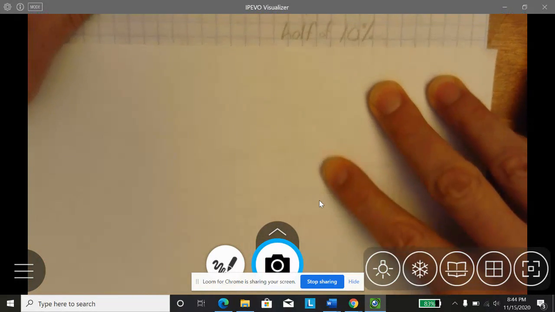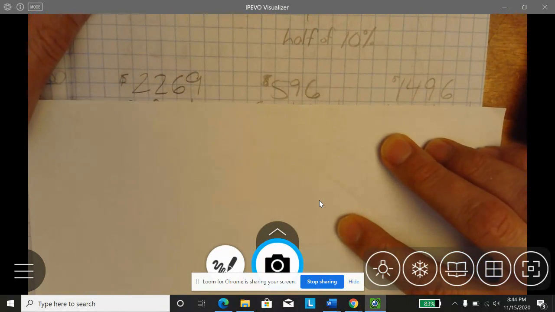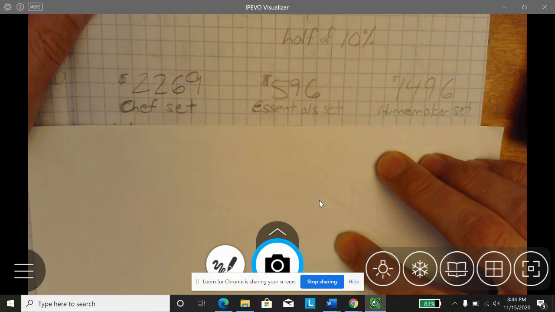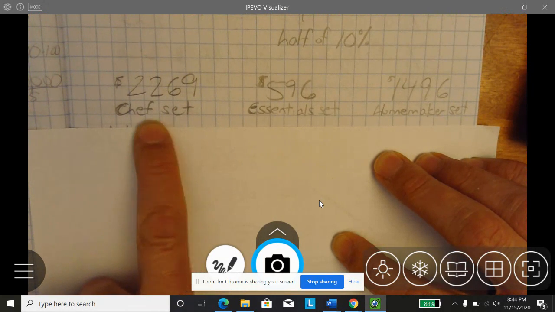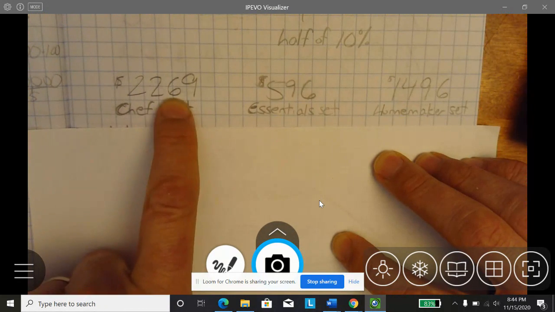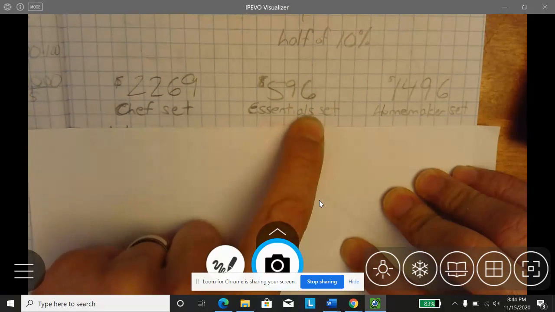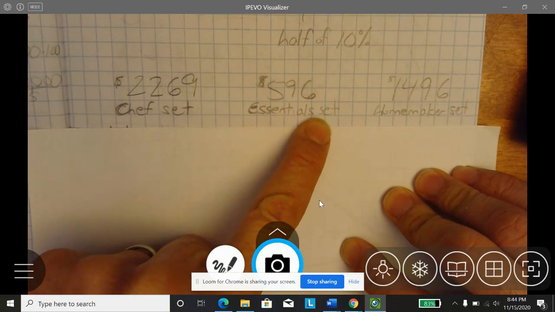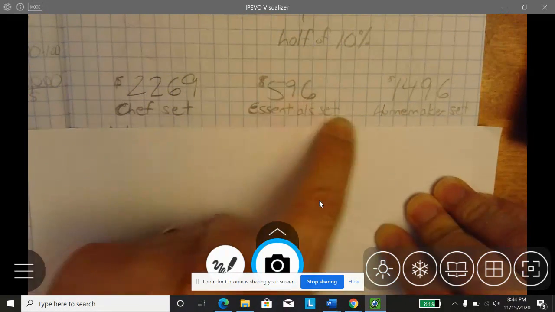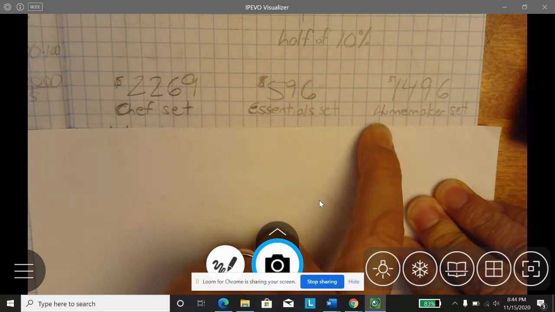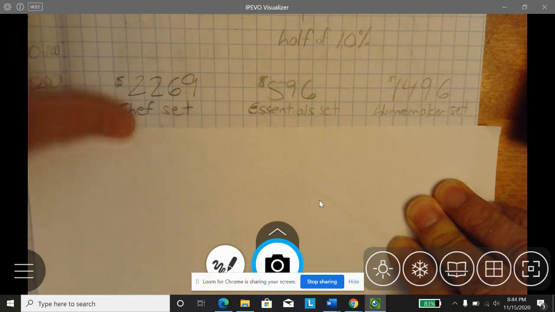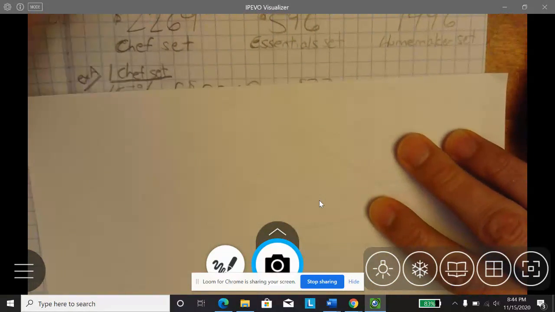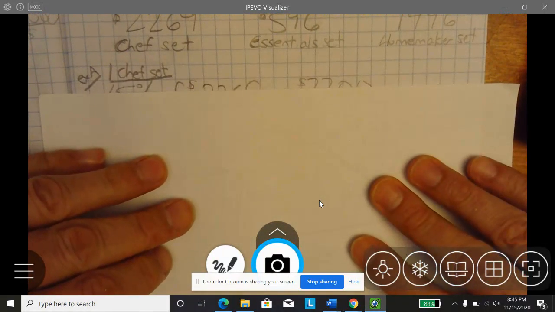Well, let's look at the example of these knife sets. The knife set that I sold, the chef set, the really nice one, was $2,269. The essential set, which is just a small set of the essential knives, was $596. And the homemaker set, which is kind of in the middle of the road, was $1,496. So let's say, for example, that I sold one chef set, which I didn't even do.